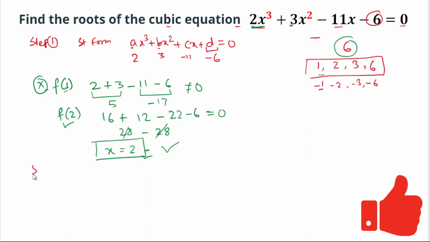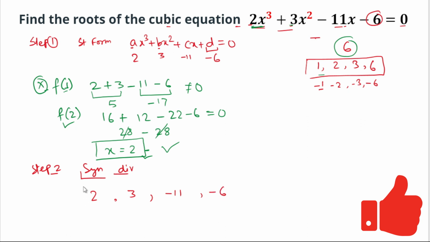Now moving ahead to step 2. In the next step, step 2, to get the other roots of this expression, we'll use the synthetic division method. For applying the synthetic division method, first of all we'll write the coefficient of x cubed, that is 2 here. So we'll write 2 first. Then we'll write the coefficient of x squared, which is 3. Thereafter we'll write the coefficient of x, here negative 11, and after that the constant value, that is d, which is negative 6.